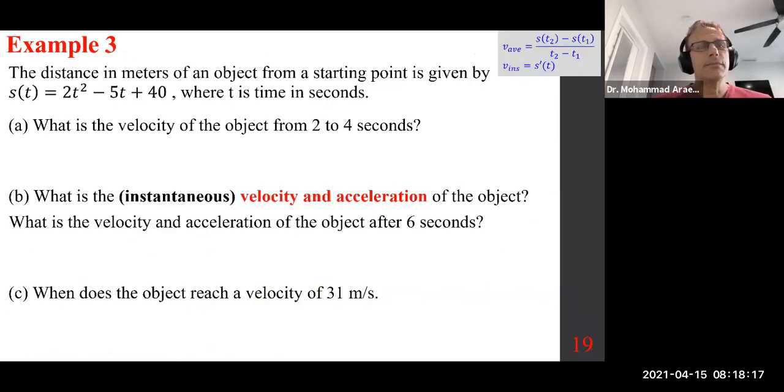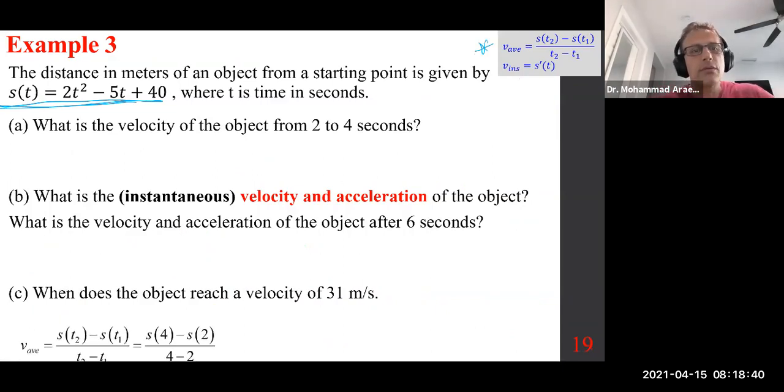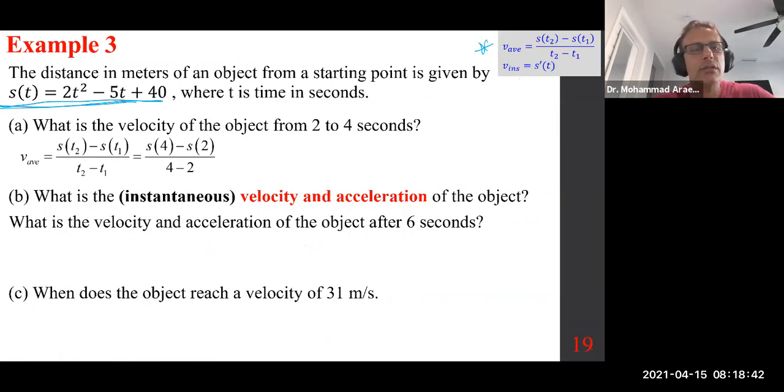Here's another example. We want to look at the distance, or the position function, S of t, where t is time in seconds. What is the velocity of the object from 2 to 4 seconds? This is the average velocity, everybody. So a basic algebraic formula will do the job: S of 4 minus S of 2 over 4 minus 2. We wouldn't worry about that. It's 7 meters per second.